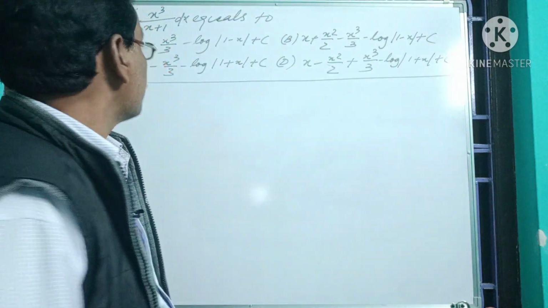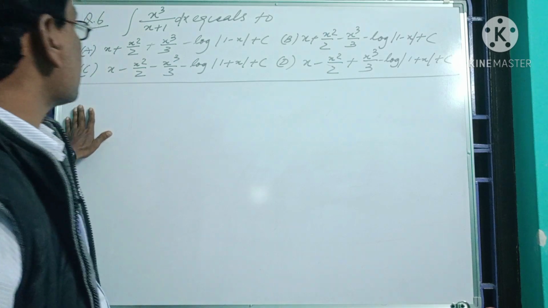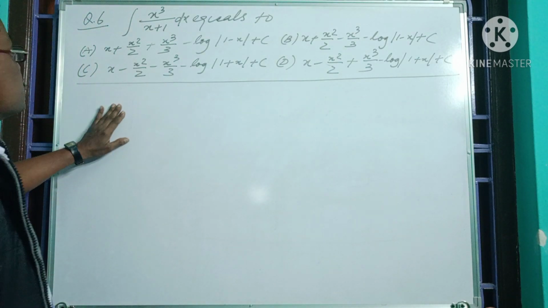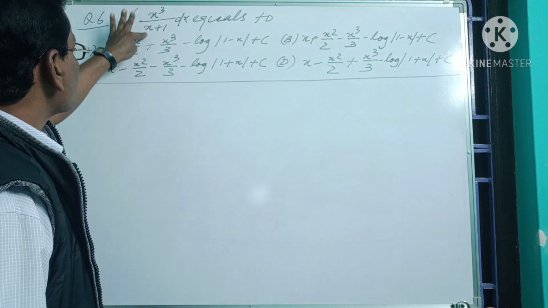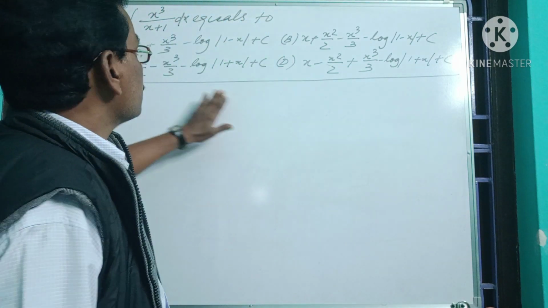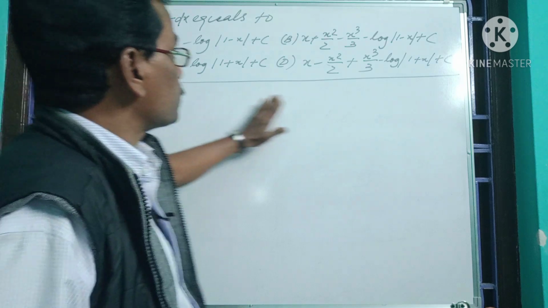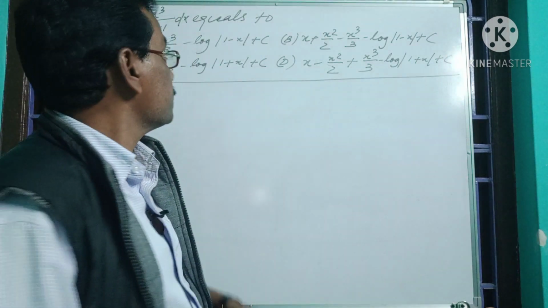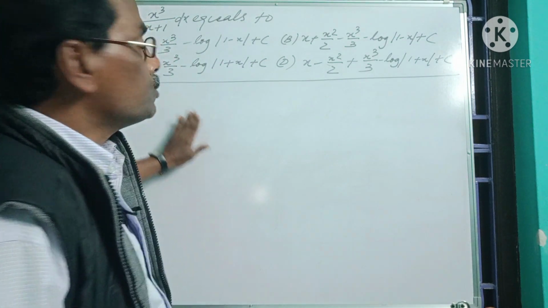Finally, let us try to solve the sixth problem in this process of integration. So we have the question like this, that is integration of x cube by x plus 1 with respect to x is equal to, and we have 4 choices of answers. Out of the 4 answers only one answer is correct. So let us try to solve the integral and select which one is the correct answer.